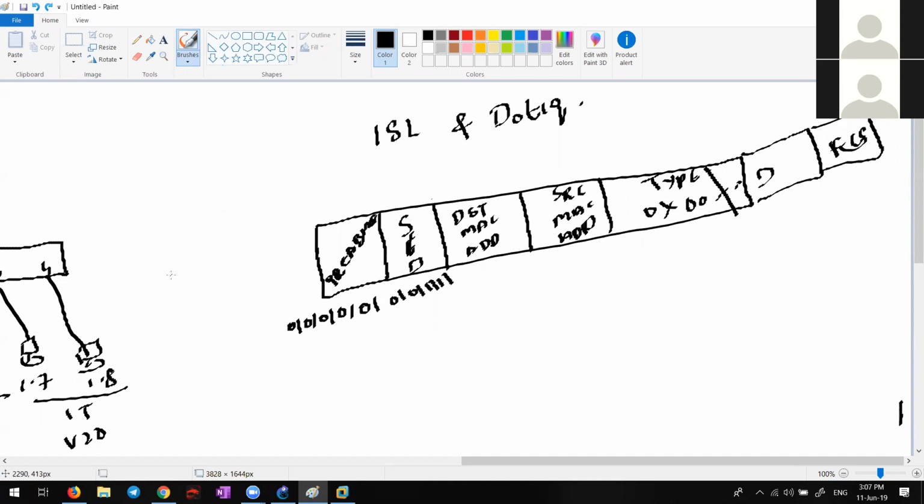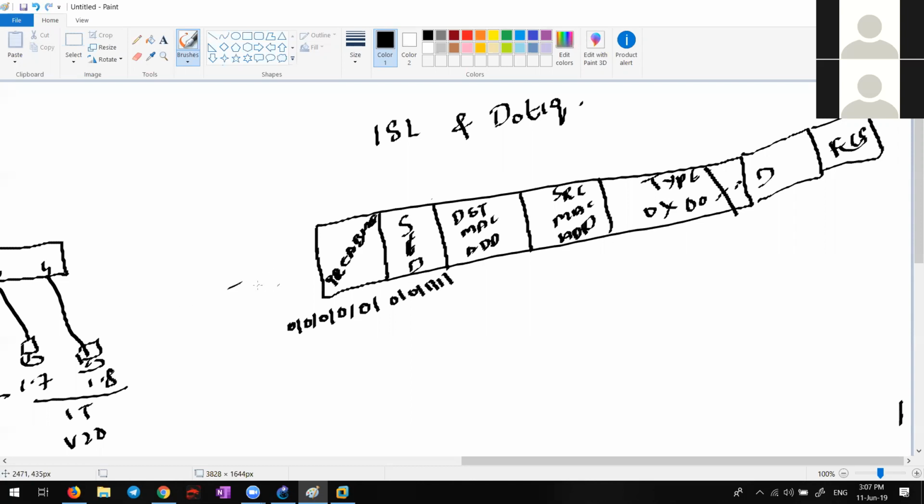What is the information which is required to be added in the frame tagging? From which VLAN it is coming, correct? To add this, ISL uses 26 bytes, but in the case of .1q it uses only 4 bytes. Fine? Clear? Make a note of that.